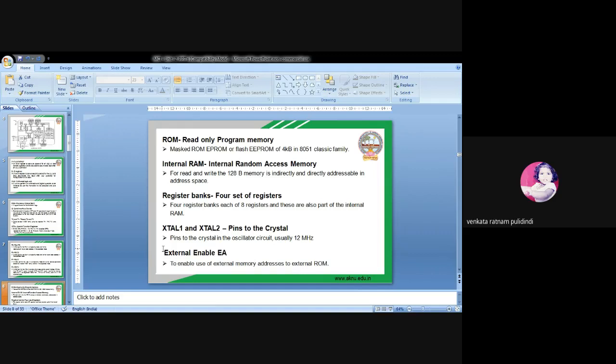Sometimes we require to extend the memory location, or to store the data, so therefore we use an external memory. So here in the microcontroller there is an output line or IO line to enable the external memory location when it is interfaced. To access that external memory location, we use an external enable line. Okay.